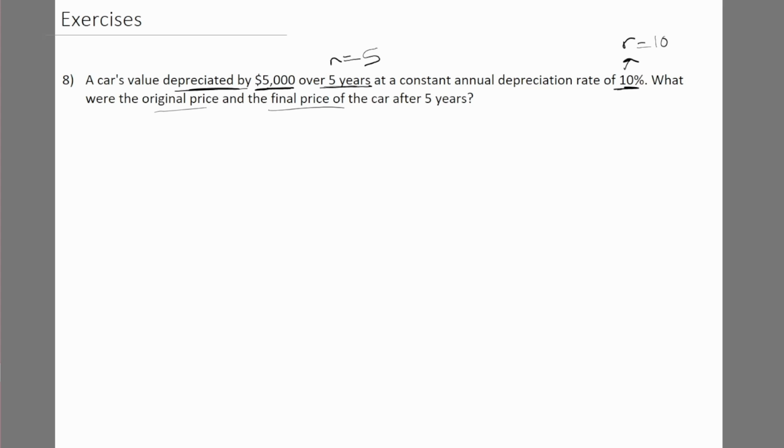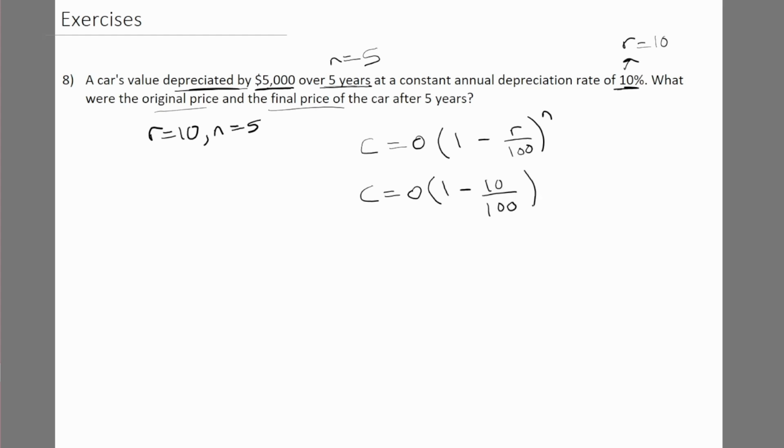So we've dealt with such an application multiple times. We're going to write what we do know. So we know that R is equal to 10 and that N is equal to 5. Okay. And now we're going to write out the rule. The current is equal to the original multiplied by 1 minus R over 100 to the power of N. And current is equal to original multiplied by 1 minus 10 over 100 to the power of 5.